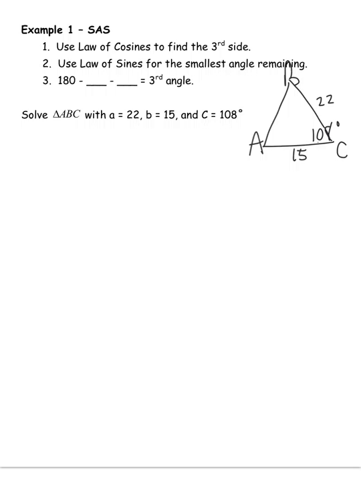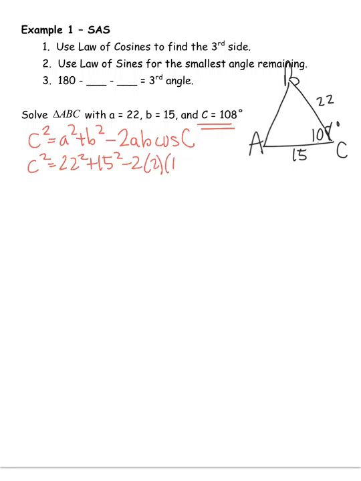So, law of cosines. I'm going to choose the version with angle C in it. So I'm going to choose C squared equals A squared plus B squared minus 2 times A times B times the cosine of C. With the numbers substituted in, that's C squared equals 22 squared plus 15 squared minus 2 times 22 times 15 times the cosine of 108. All right, so I'm going to pause and type that in.